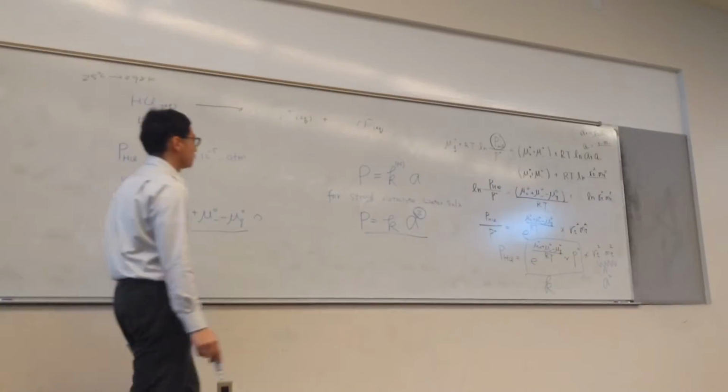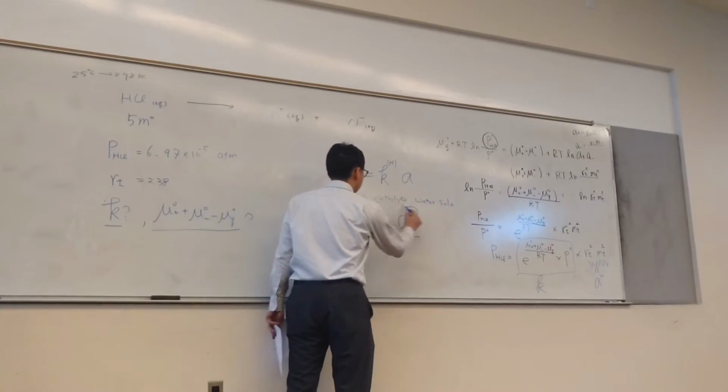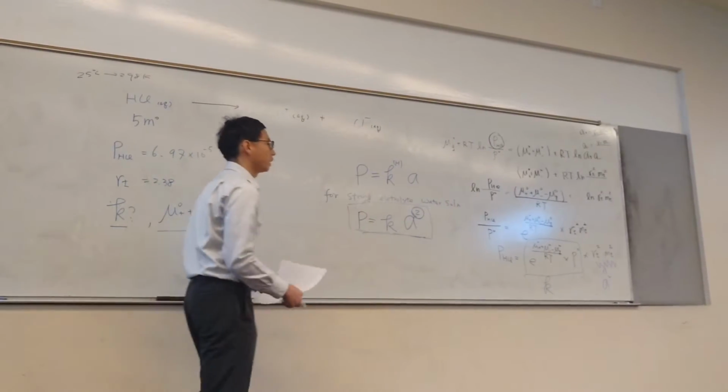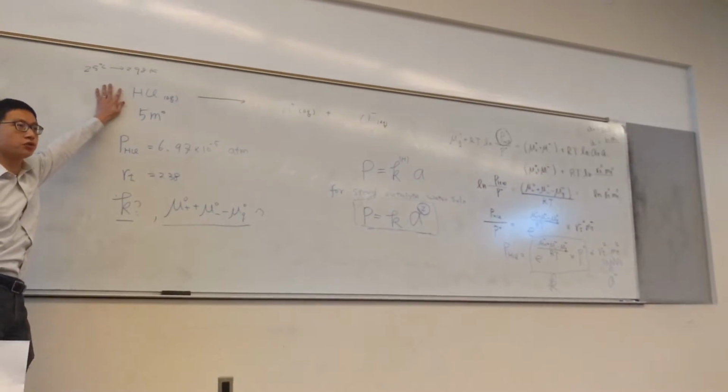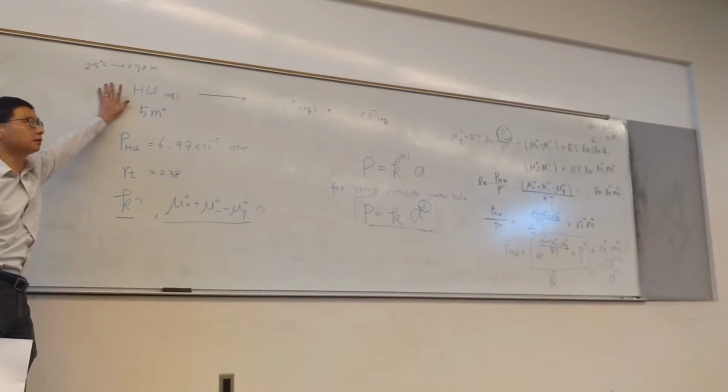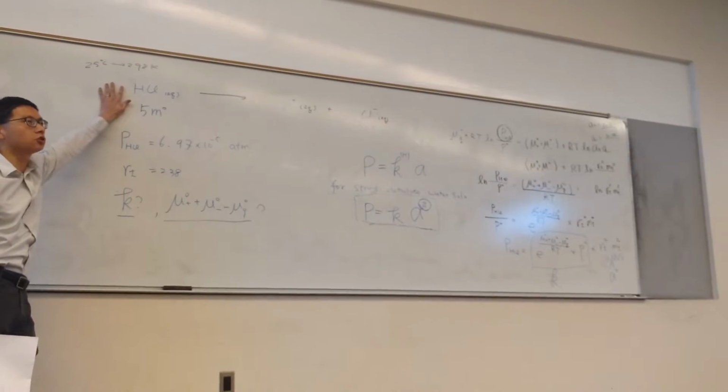So then you need to use this first. You need to use this relationship. You need to know this is actually electrolyte. When you read the questions, you need to know whether you have a strong or weak electrolyte. And this one, HCl, is definitely a strong electrolyte.